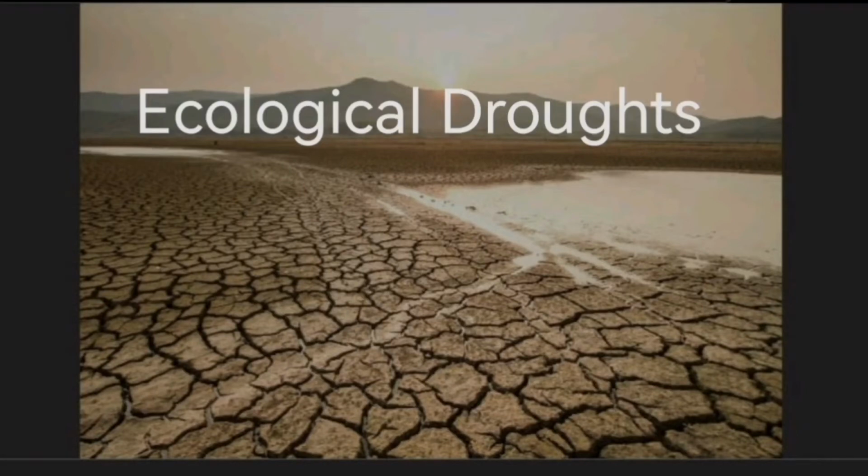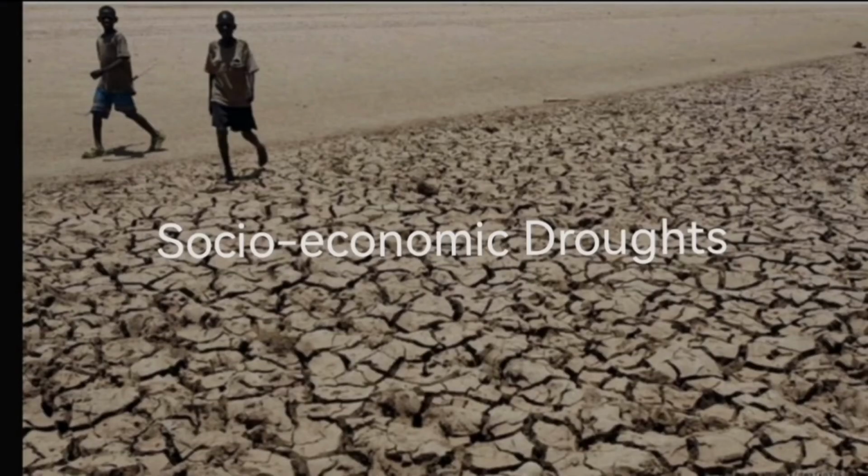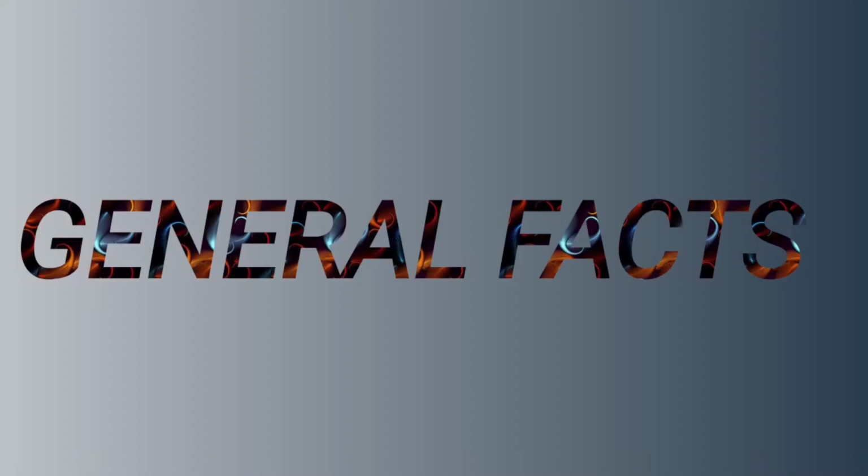Number 4. Ecological droughts. An ecological drought is the most recently defined type of drought, and it refers to widespread ecological damage caused by the lack of soil moisture. Number 5. Socio-economic droughts. A socio-economic drought is a type of drought that refers to when a water shortage affects the supply and demand of drought commodities such as water, fishes, and food grains.